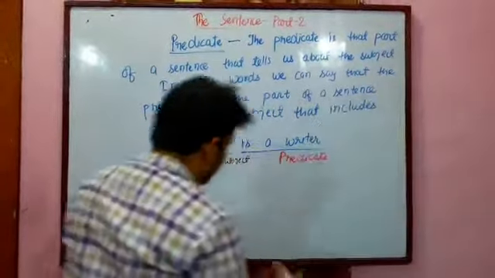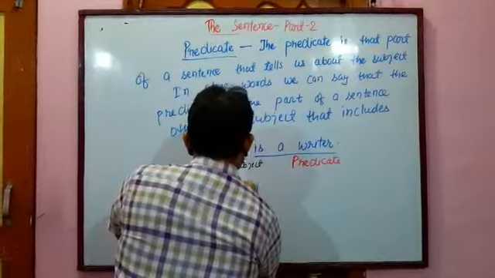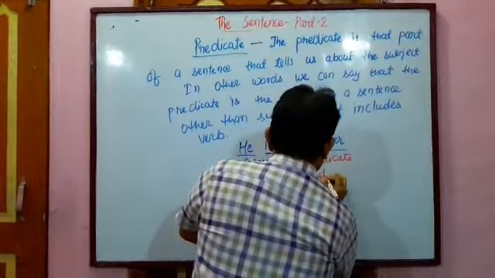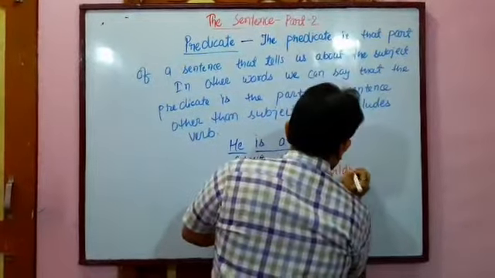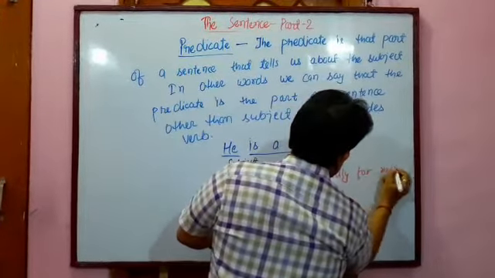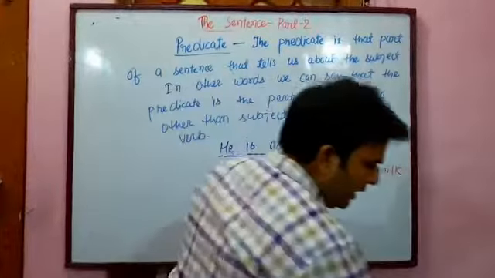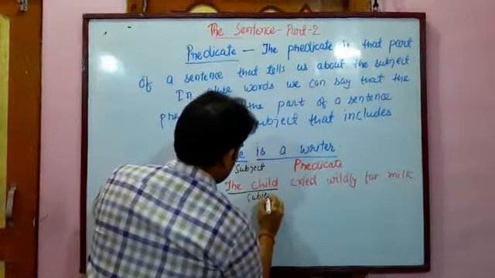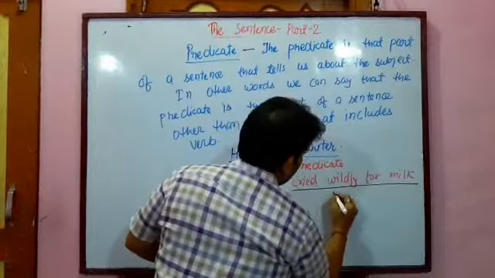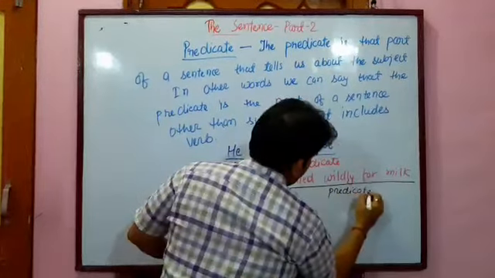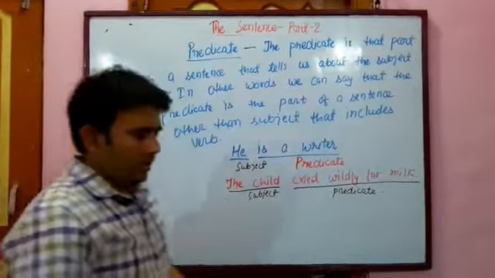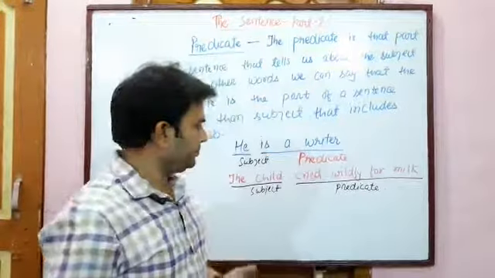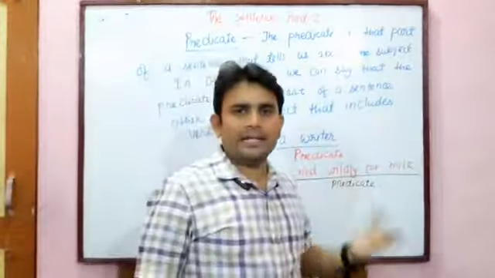Let's take some other example. The child cried wildly for milk. In this sentence, the child is the subject, and cried wildly for milk is the predicate.